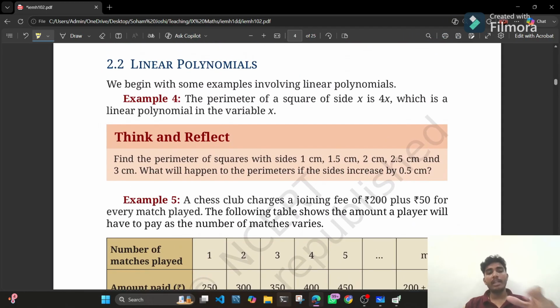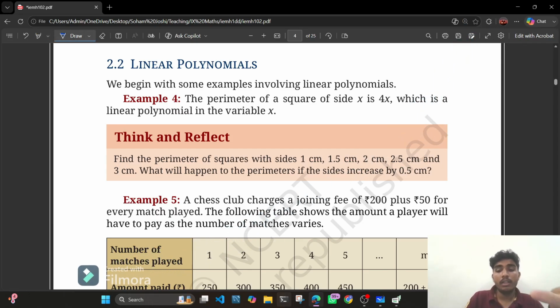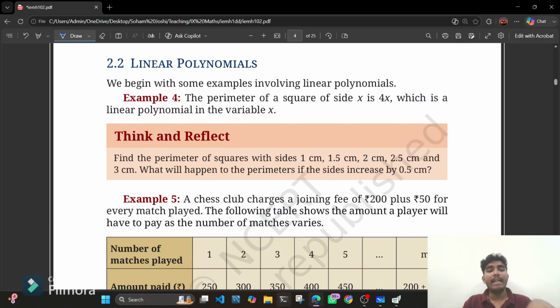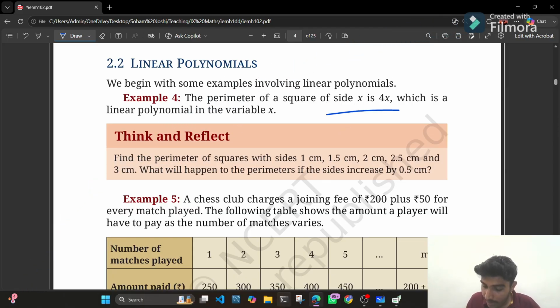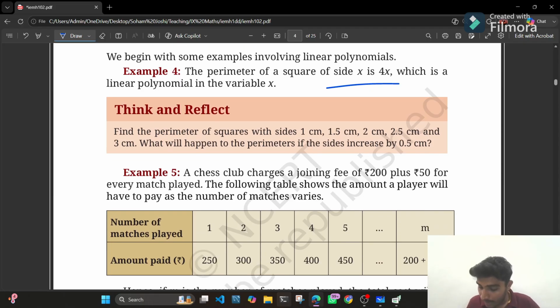So next up, we have linear polynomials. We will study this through the examples that are given in the textbook. Now you can see that example 4 is given as: the perimeter of a square of side x is 4x, which is a linear polynomial in the variable x, right?